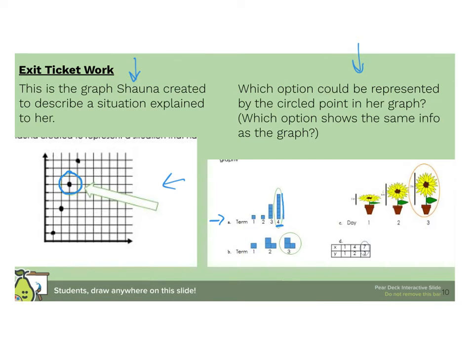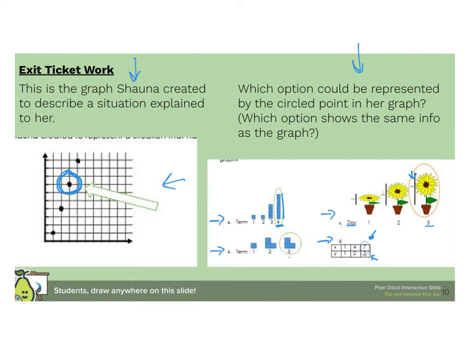So do we have a fourth term with 7 blocks situation, or is it choice B, the third term has 3 blocks? Does it line up with choice C, where you have day 3 and that's a 7 inches, or does it line up with term D, where you have the X value is 7 and the Y value is 3? Okay, so you're just looking for which of these pictures means the same thing as this circled point.